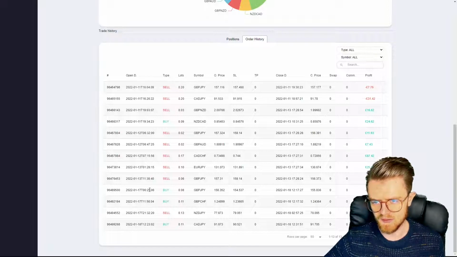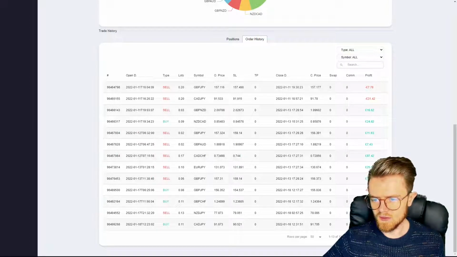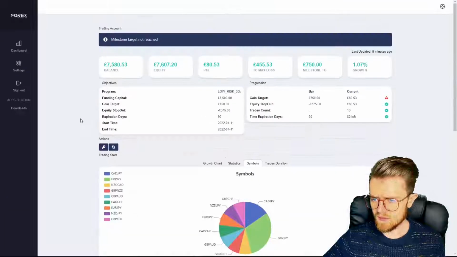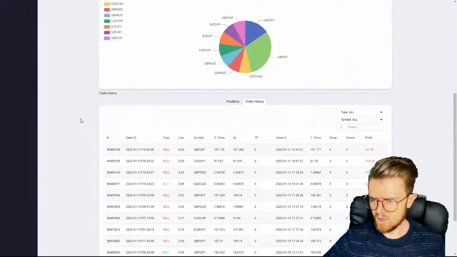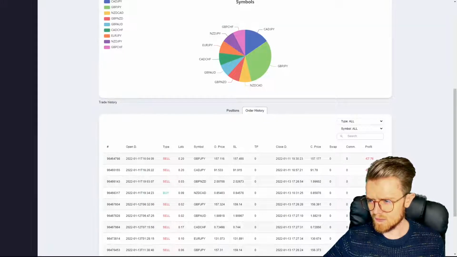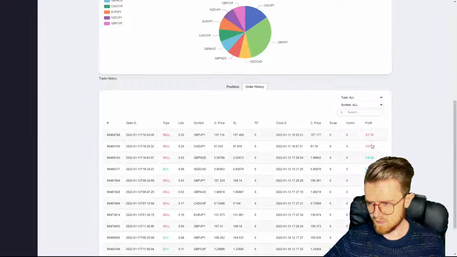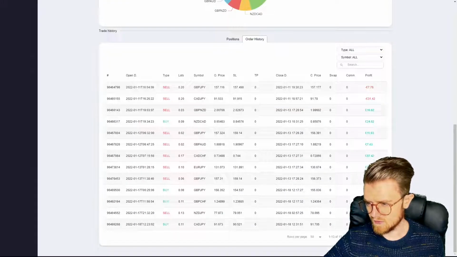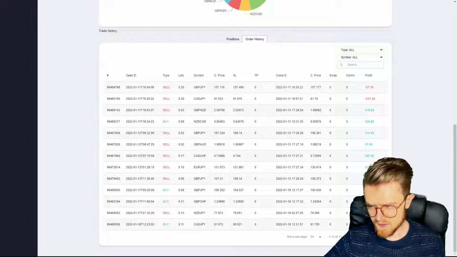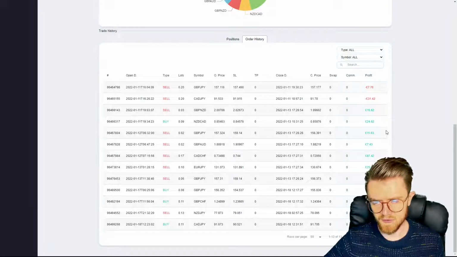And this trader again is not placing too many positions on each pair, which is allowing them to control the amount of risk on each trade. So that's that. So if we look at these losses here, we can see a £31.42 loss here. We can see, I think this is the biggest loss, minus £47.32.